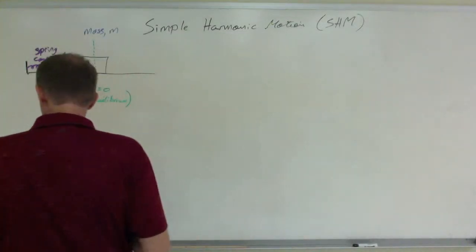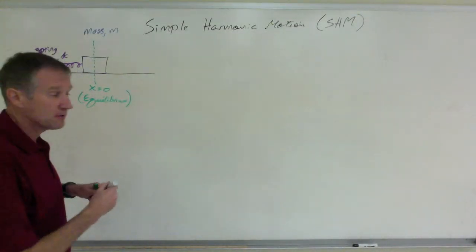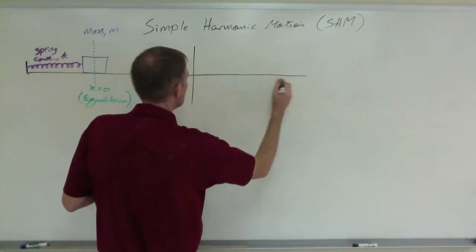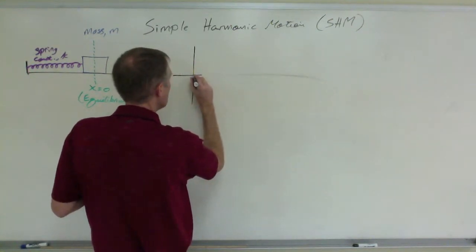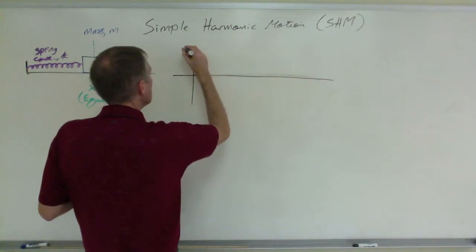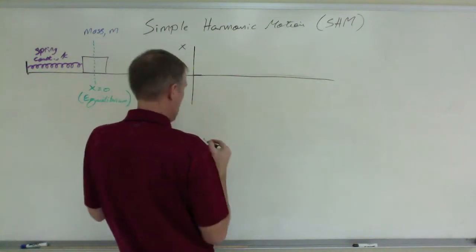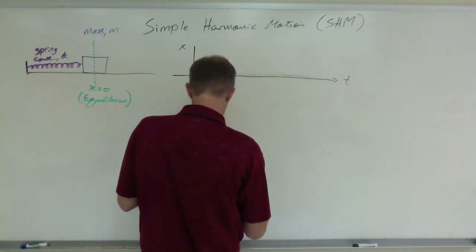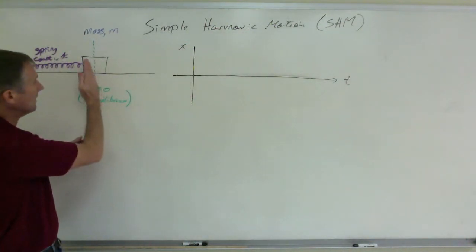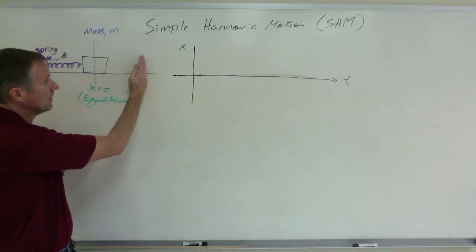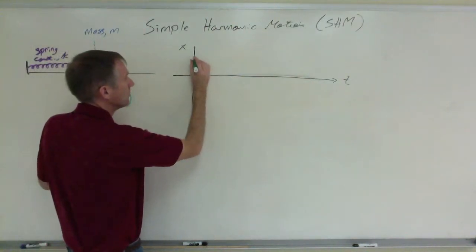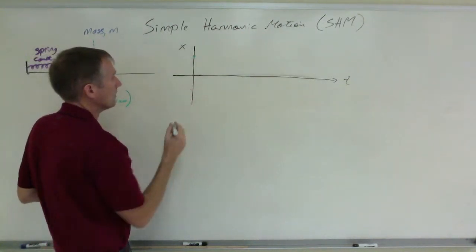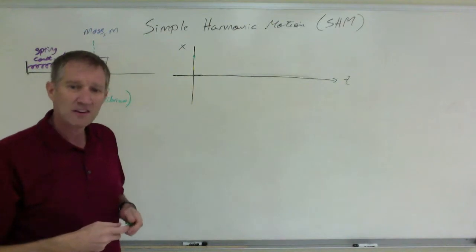When you graph these, you are responsible for the graphs here. You've got position versus time. So this is going to be the position graph versus time, like I said. And if I take this and I displace it to the right, giving it some positive initial position right here at 0 seconds, and then I let go.